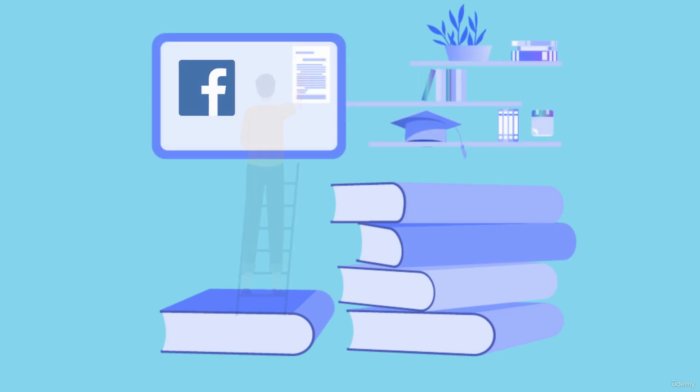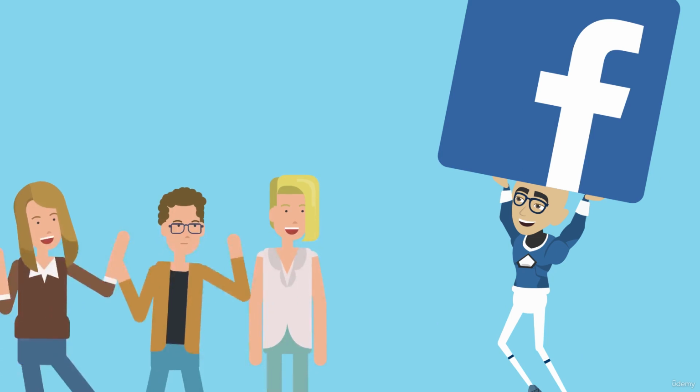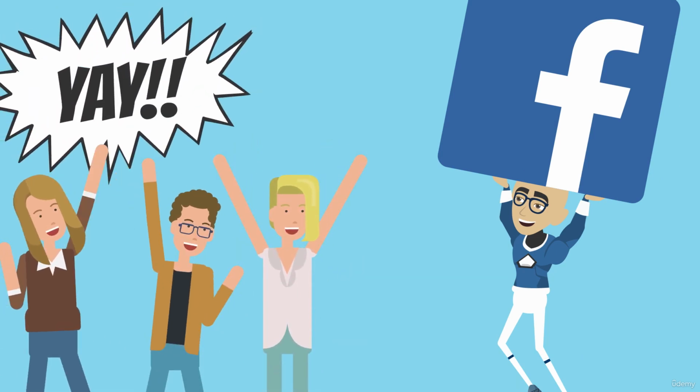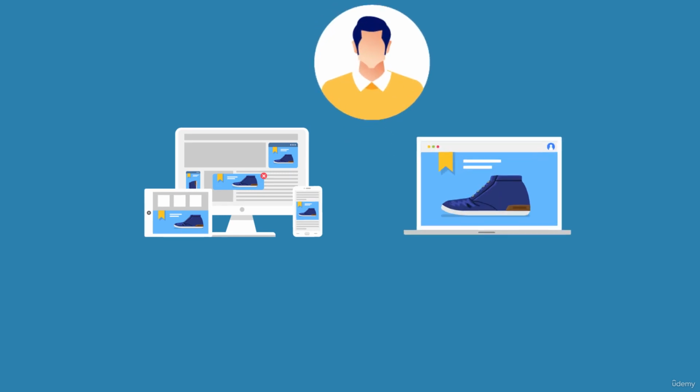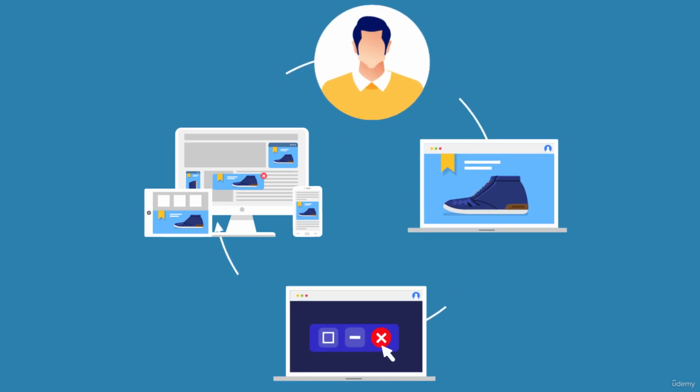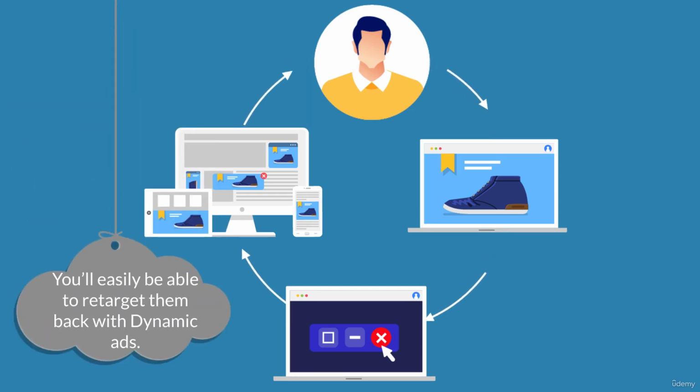Because you've chosen the best Facebook ads course on the internet, you'll know how to use the power of Facebook pixel events with custom audiences and lookalike audiences. You will be able to retarget people that have, for example, initiated the checkout process but never finished the purchase. You'll easily be able to retarget them back with dynamic ads.